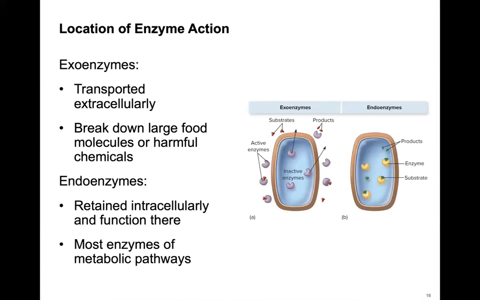Location of enzymatic activity. Location of enzymatic activity can either occur on the outside of the cell or on the surface of the cell. This is referred to as exoenzymes, or it can occur inside the cell, which is referred to as an endoenzyme.